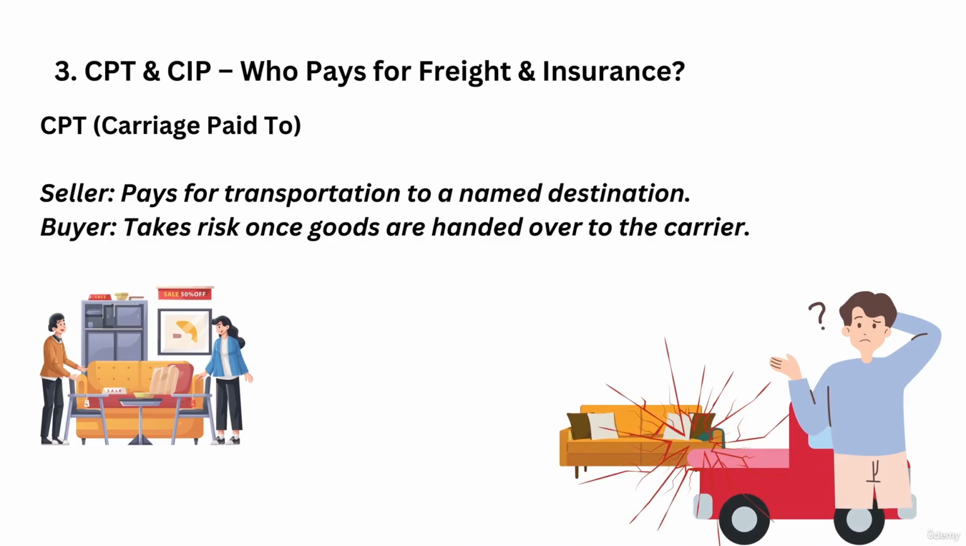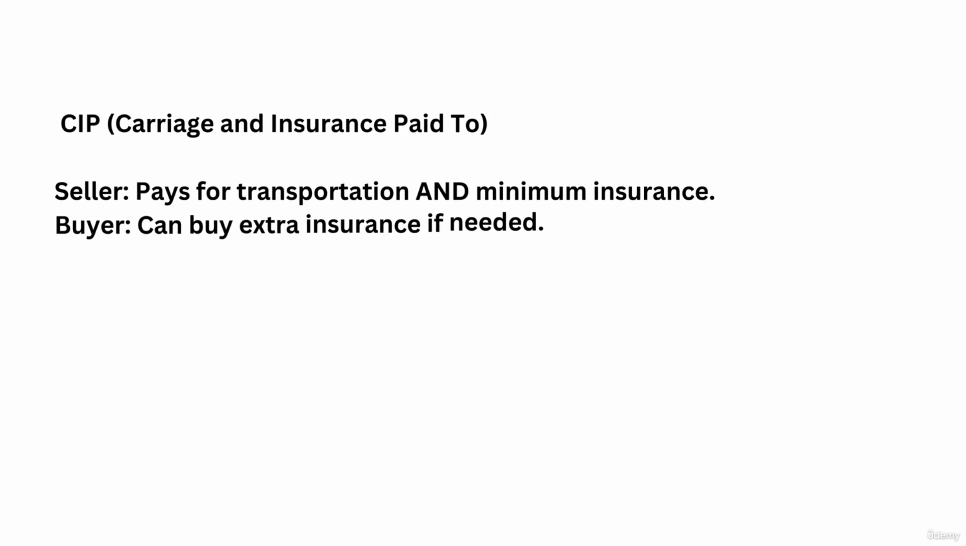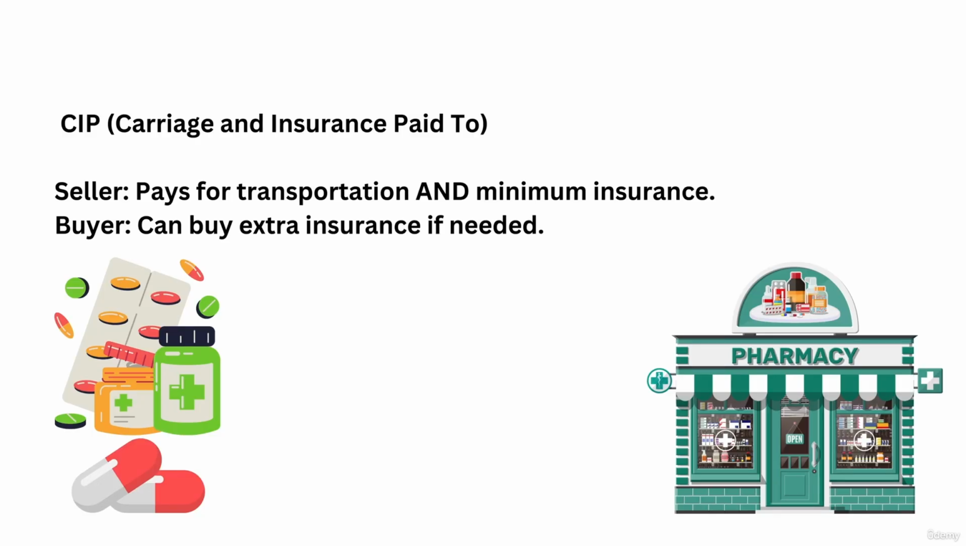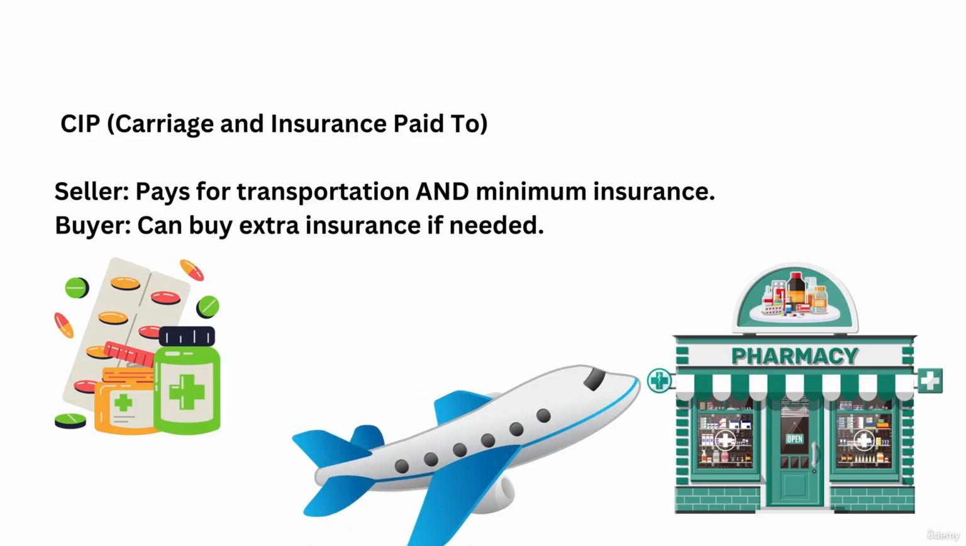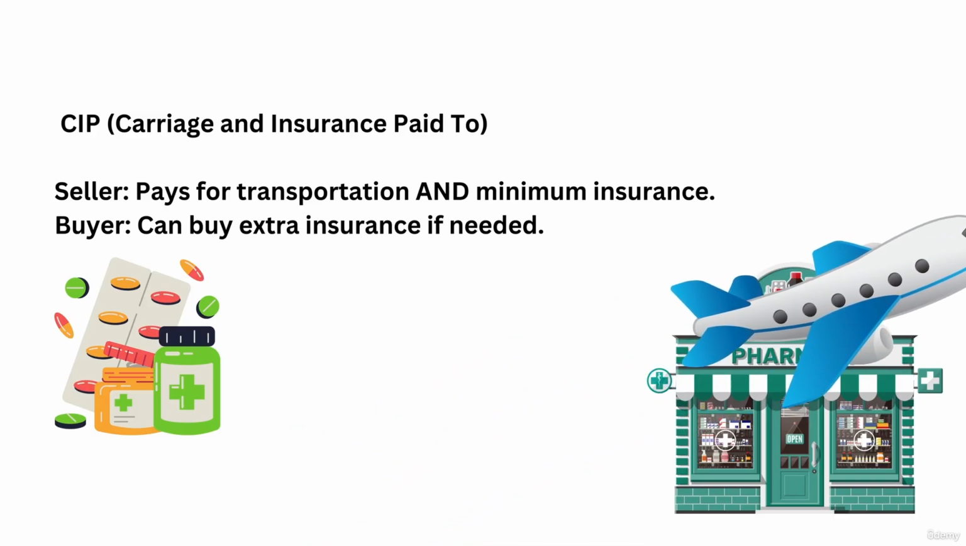CIP is similar to CPT but includes insurance. This is commonly used in high-risk shipments where the buyer wants insurance coverage. For example, if a pharmaceutical company in Germany ships medicines to a distributor in Japan under CIP Tokyo, the seller pays for both shipping and insurance up to Tokyo. However, if the buyer wants additional insurance beyond the seller's coverage, they can arrange it separately.